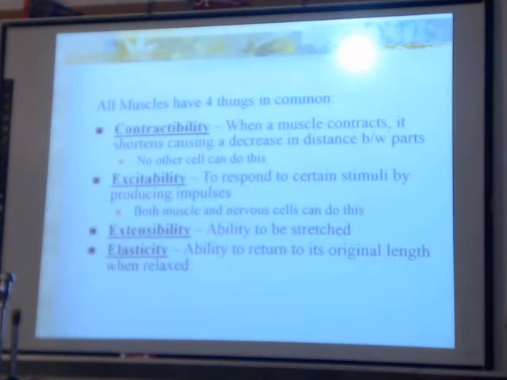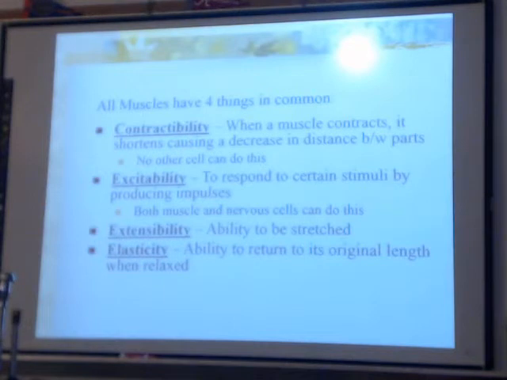Now, there are 4 things that all muscles have in common, and I would remember this because I can see this being on a question on the test. Which of the following is not one of the 4 things all muscles have in common? So they all have contractibility. That means they all shorten.